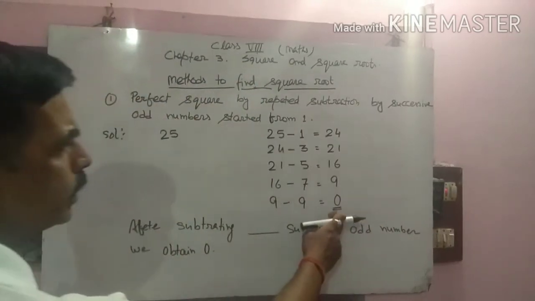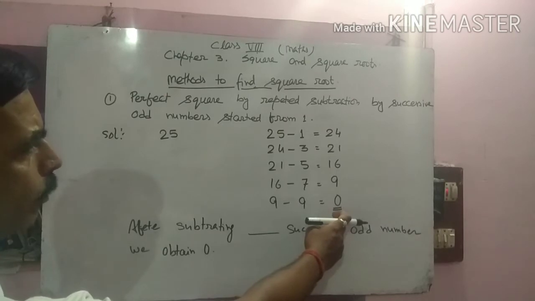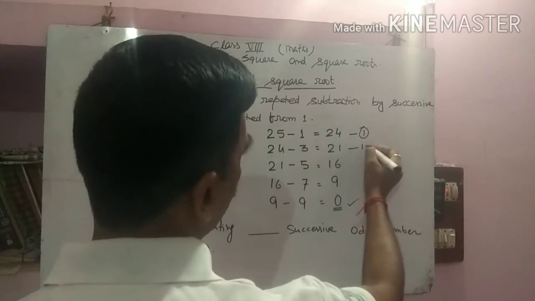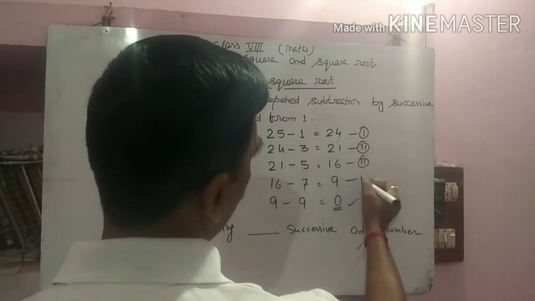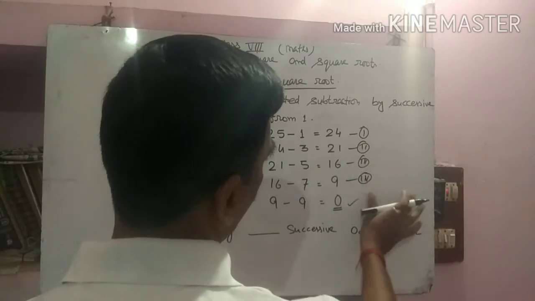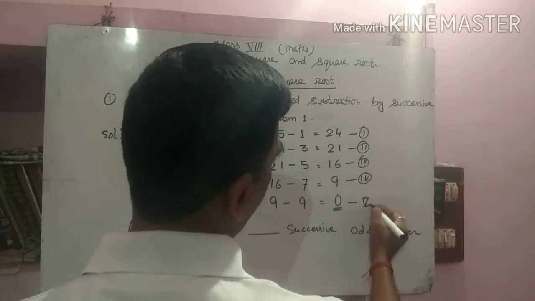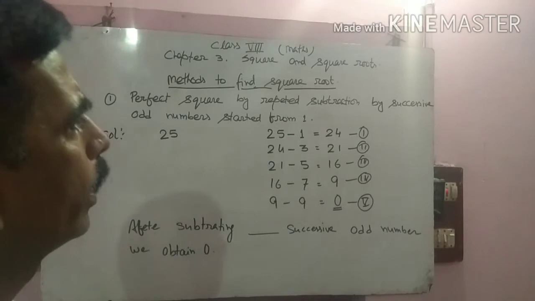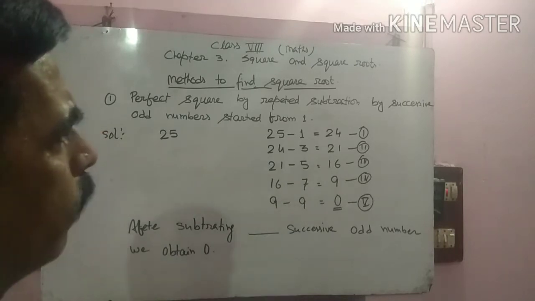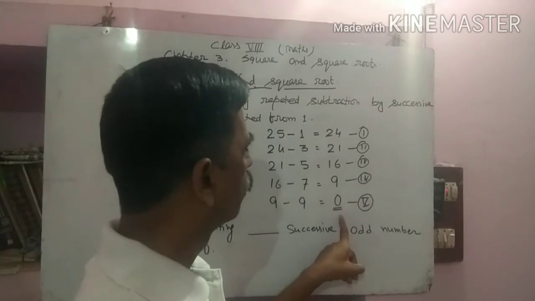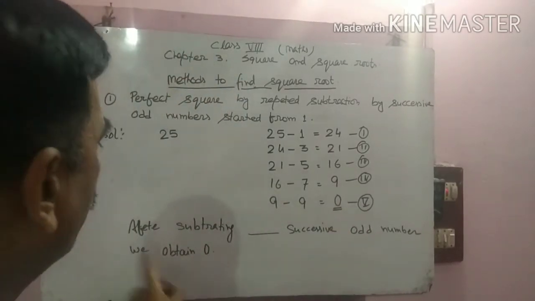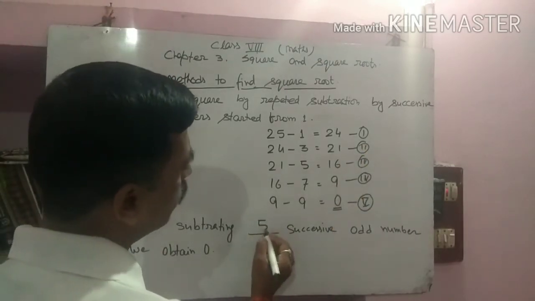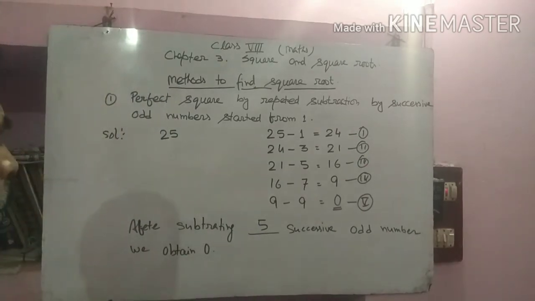If we get 0, it means there is no number remaining to subtract. So finally we get 0 after how many steps? 1, 2, 3, 4 and 5. It means after completion of 5 successive subtractions, started from 1, we get 0. So after subtracting 1, 2, 3, 4, 5 successive odd numbers, we obtain 0.